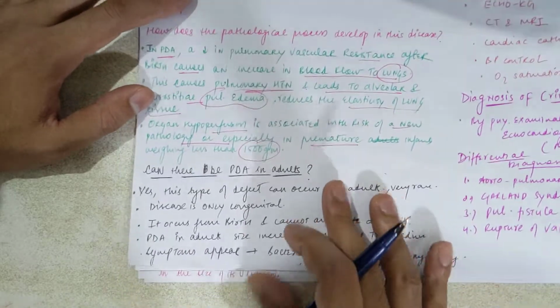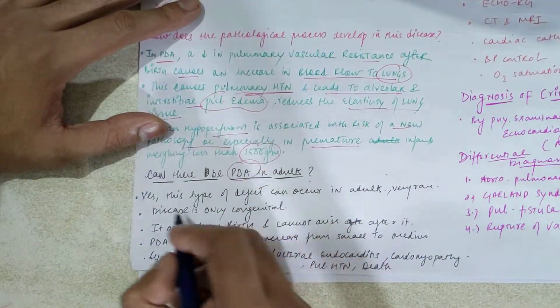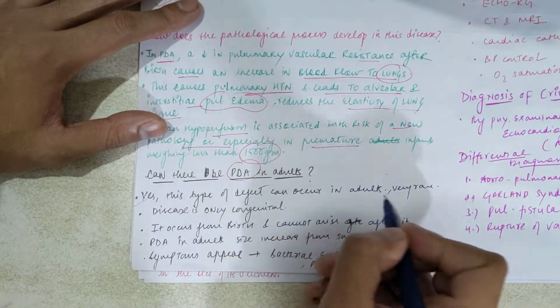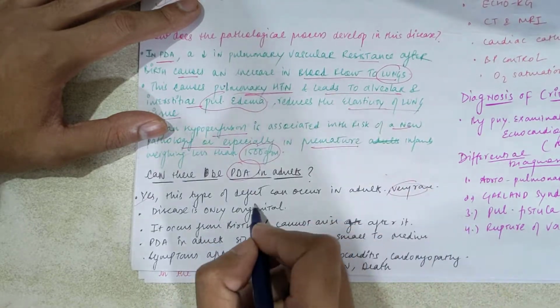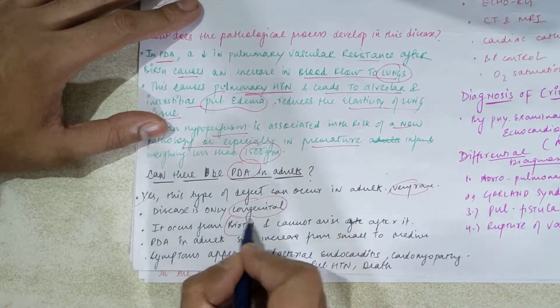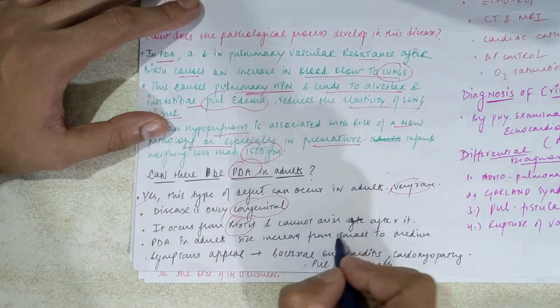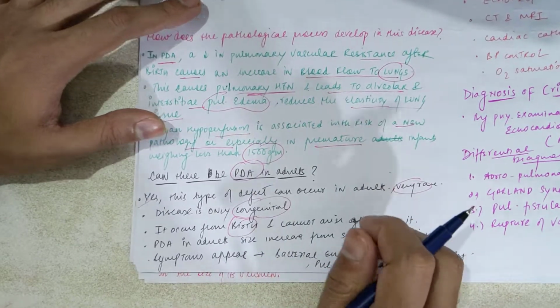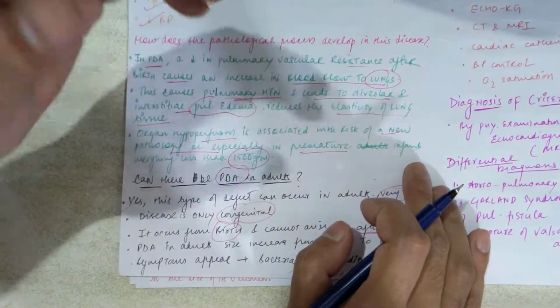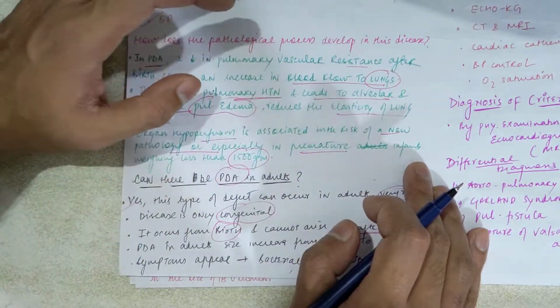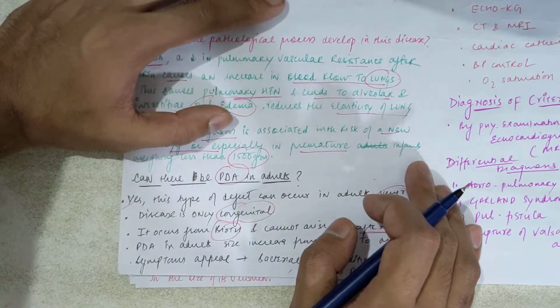Now, can this patent ductus arteriosus occur in adults? Yes, it can occur in adults. Very rare, but the disease is only congenital, so it occurs only from birth. It starts from birth, but cannot arise after it. So it is not that after birth the baby is normal and at a later stage it can develop. It actually starts from birth.